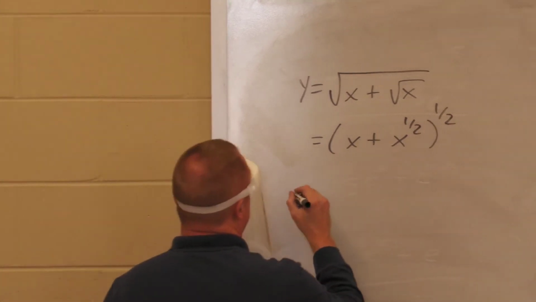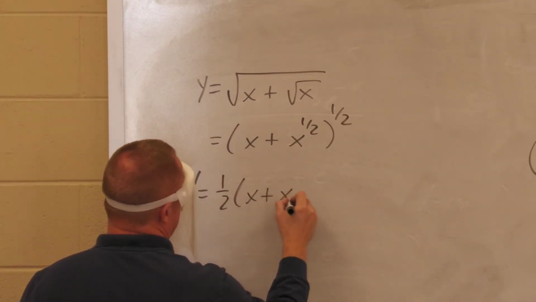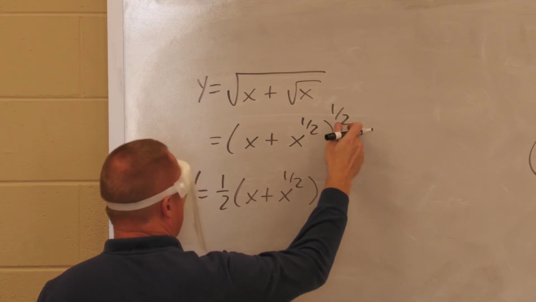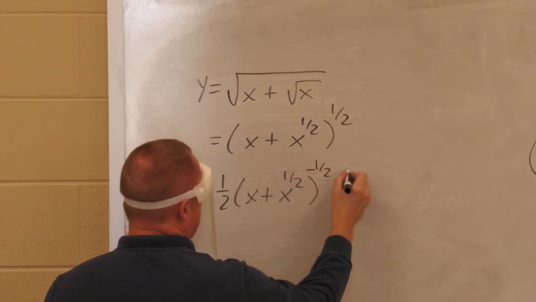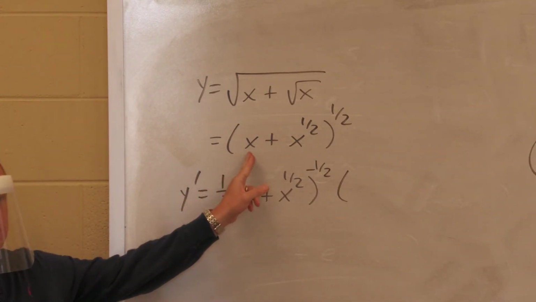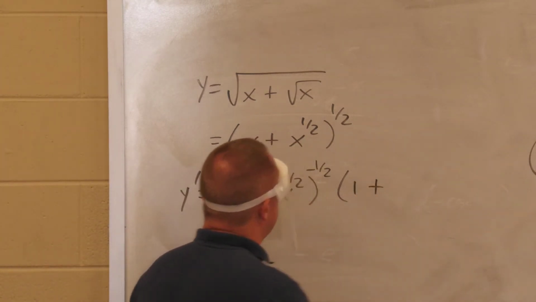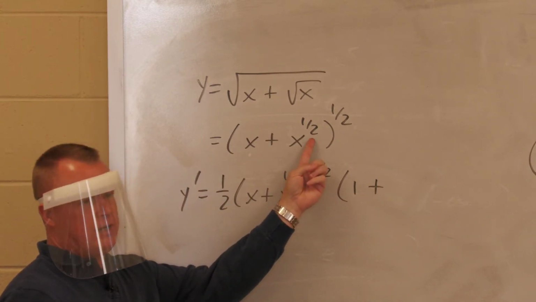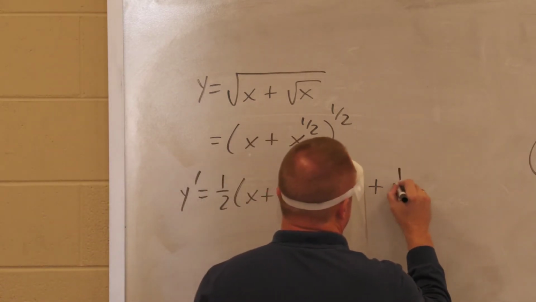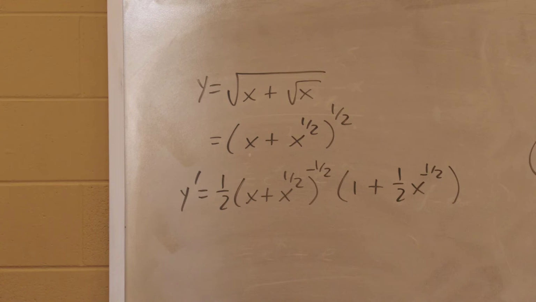So this would be 1/2 times this. Subtract 1 from the exponent. 1/2 minus 1 would be negative 1/2. Now times the derivative of the inside. All right, so the derivative of x is 1 plus the derivative of x to the 1/2, power rule, 1/2 x to the negative 1/2. All right, so that's the thing written out. We just need to fix those negative exponents a little bit, maybe.